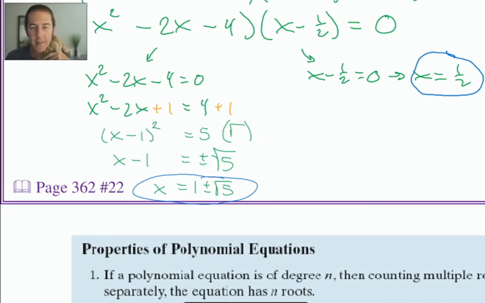Now, if the 5 had turned out to be a negative number, then we would have two imaginary or complex solutions in the form of a plus bi and a minus bi. In this case, these are just irrational solutions. They're not rational because there's no way that we can express 1 plus the square root of 5 as a fraction. So that's why that wasn't in our list of possible rational zeros. However, those are our other two zeros.